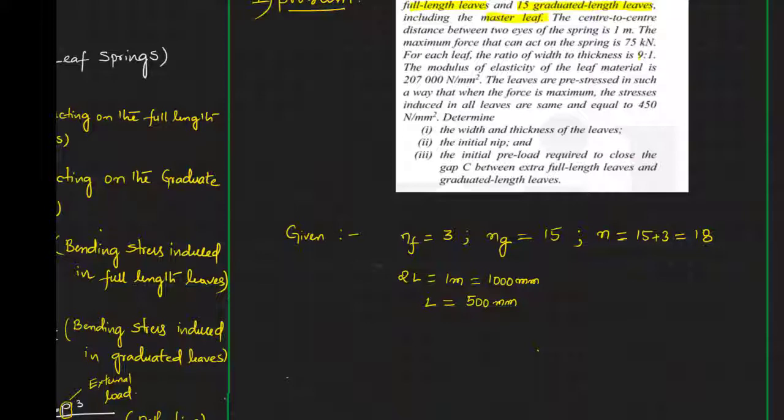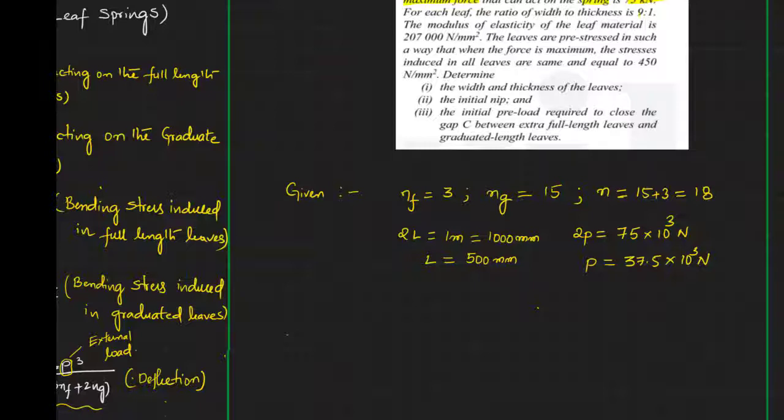Next one, the maximum force that can act on the spring. The maximum force that can act on the spring is 75 kilonewton. So I can write 2P, the total load acting on each leaf spring, is 75. For that reason I can write that as 75 into 10 to the power of 3 newtons, and that can be further written as P is equal to 37.5 into 10 to the power of 3 newton.